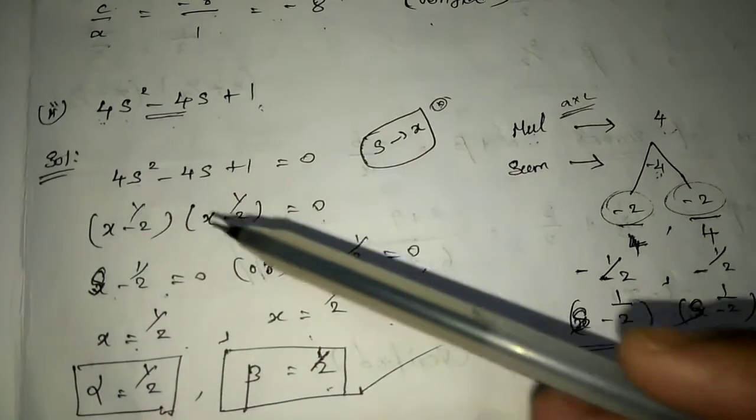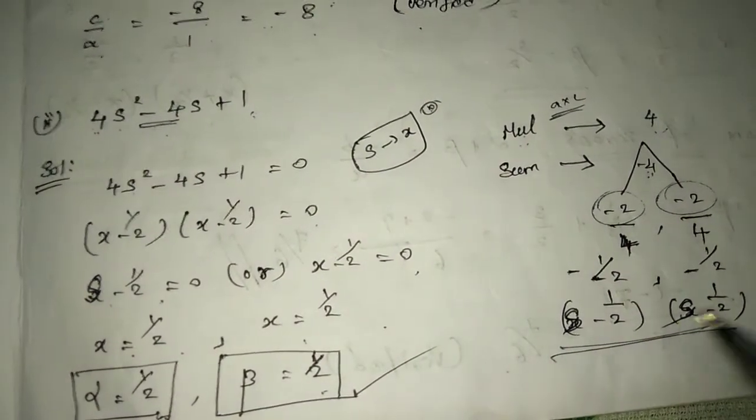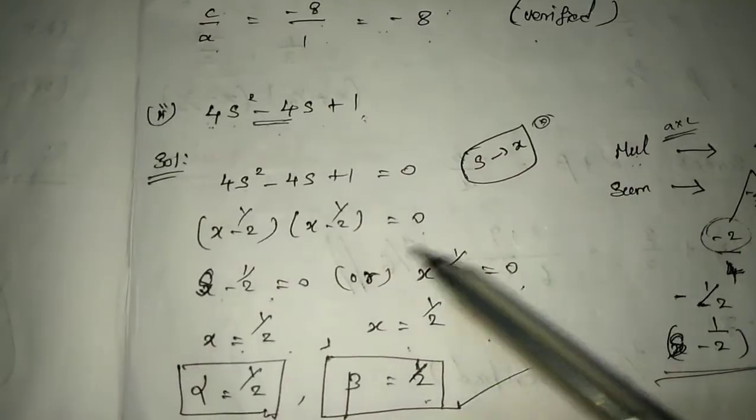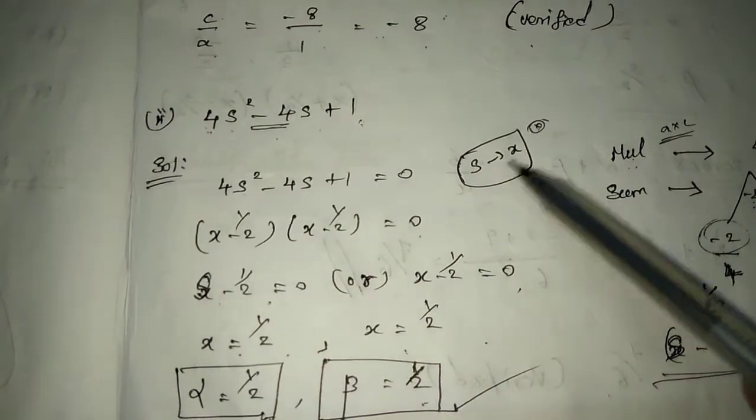So here the variable is given s. So s minus 1 by 2 into s minus 1 by 2. Now we find out the factors. Clear? Now we can write the factors here. Actually, instead of s, I wrote x here. Sorry, it's a little bit of a mistake.